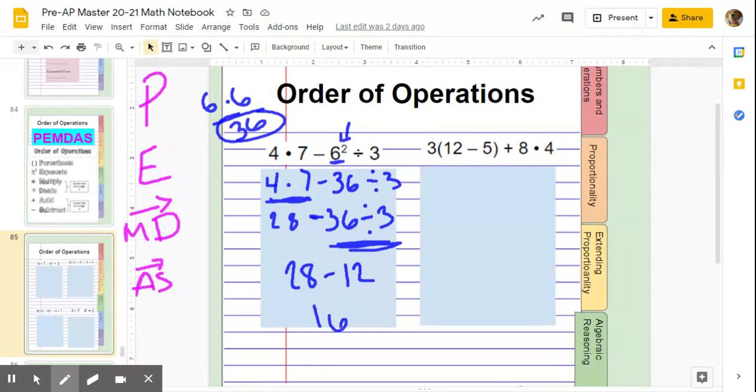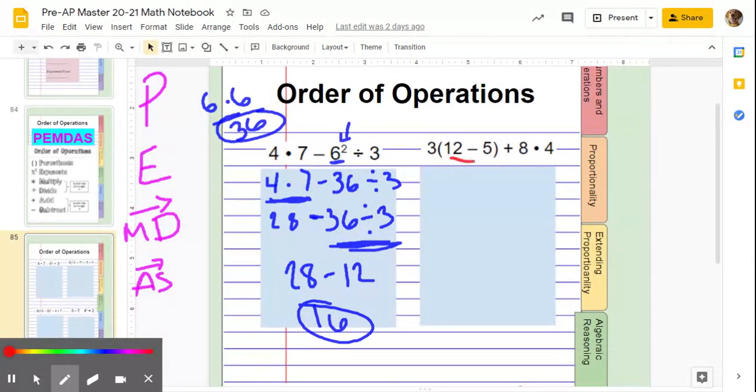16. So that is your final answer when we simplify that question. Okay. We're going to go ahead and look at the next one right here. Okay, so 3 and then parentheses 12 minus 5 plus 8 times 4. So we're going to go in the same order again. So we're going to start with our P, which is for parentheses. So we do have parentheses right here.